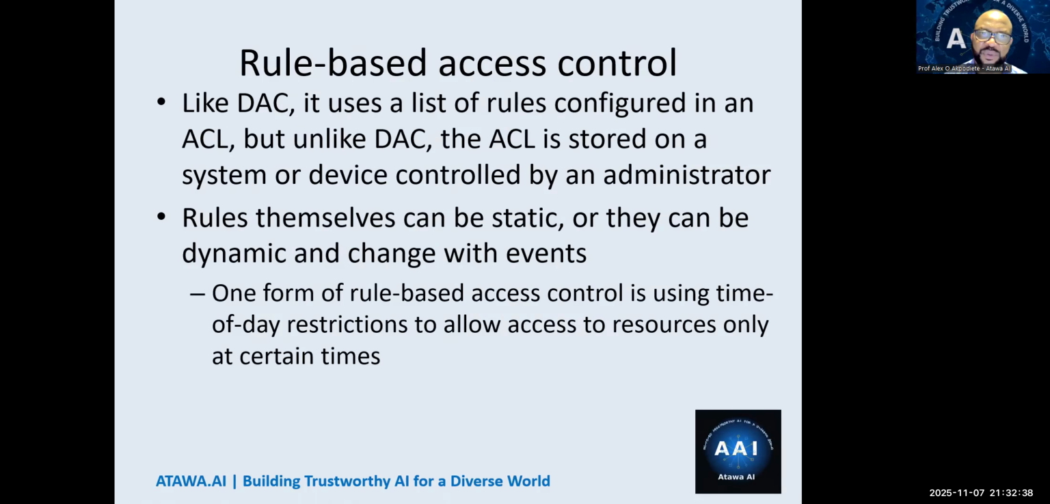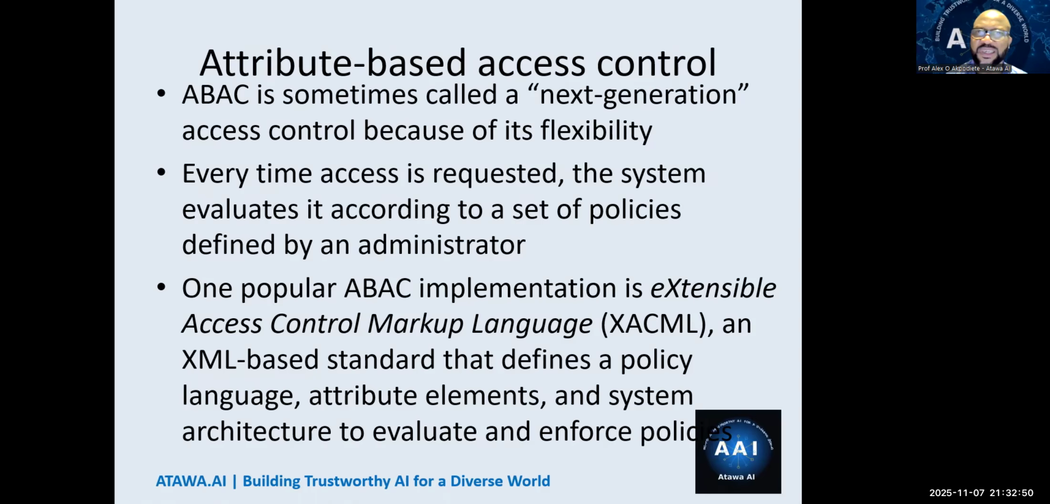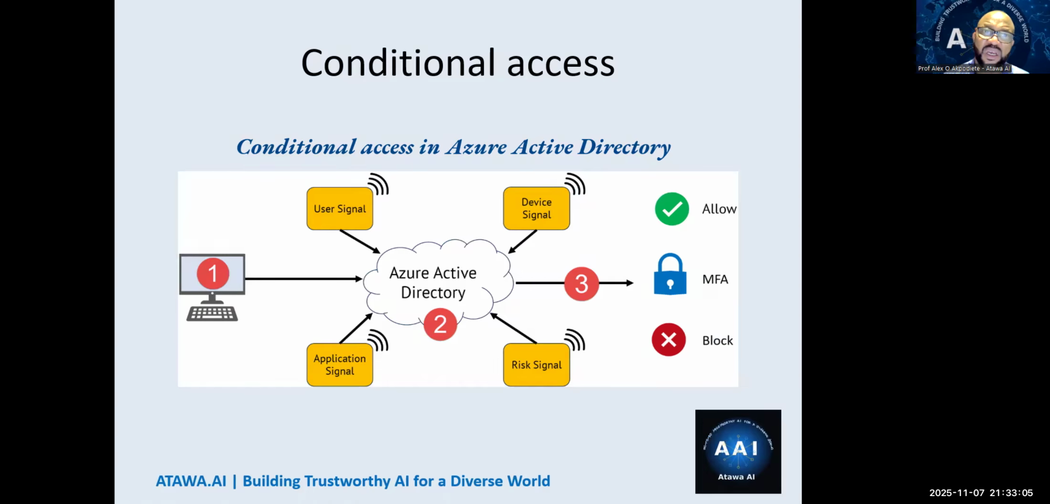And then this is the rule-based one. It could be static or dynamic rules. These ones are pretty much easy to remember if you know what you're trying to do. So just keep that in mind. The attribute-based one is sometimes called the next generation one, because it's a little more flexible as opposed to the other ones that seem a little more rigid. So every time you request access, the system evaluates it according to a set of policies defined by an administrator. This is conditional access, like in Microsoft Azure Active Directory. See how this works? It's a four-step process. Number one is the user requesting it. It checks it and then decides whether to allow it, based on maybe MFA, or to block it.